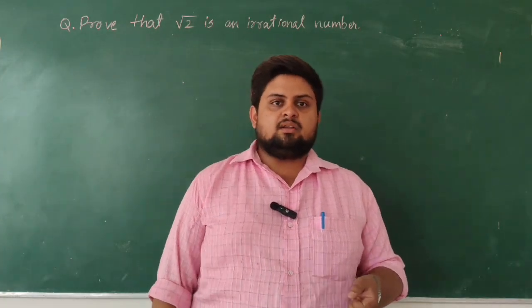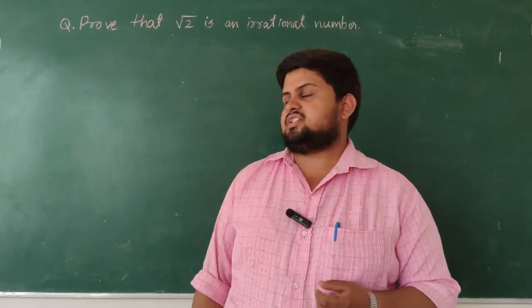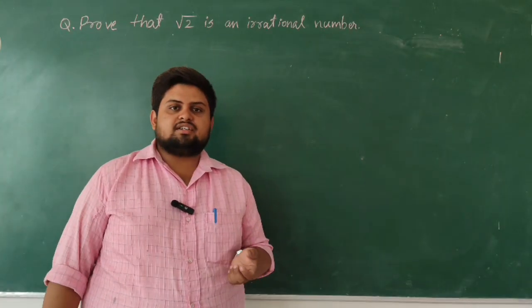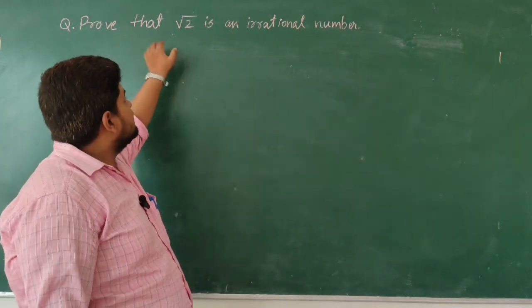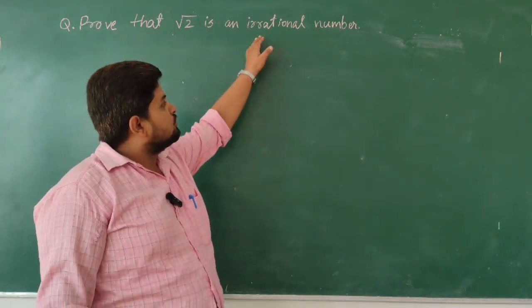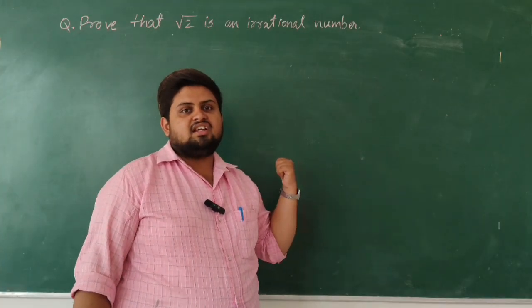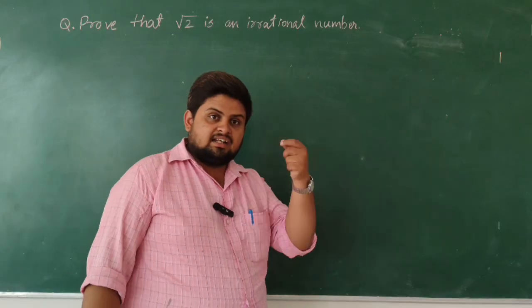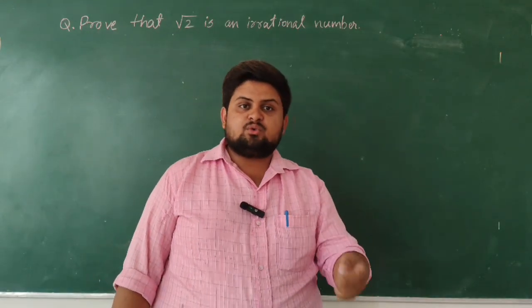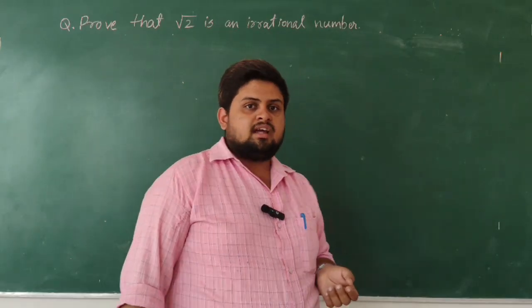For this we will be using the method of contradiction. In this contradiction method, we will first assume the negation of our statement, that is, we have to prove that root 2 is irrational. So initially in our proof, we will assume that root 2 is rational, and then by one we will come to a conclusion that root 2 is irrational. Let us see how it is happening.